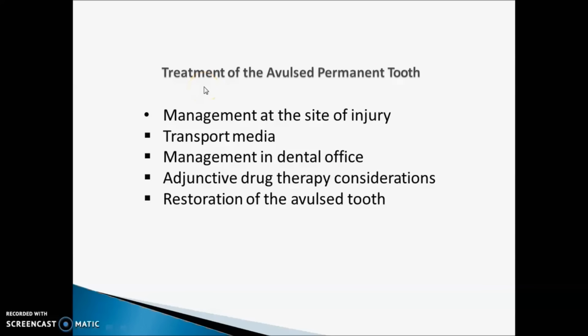Now what happens if there is avulsion? The tooth has completely come out of the socket, which is also known as exarticulation of the tooth. Then you have to focus on these 5 factors. That is management at the site of injury, taking care of the soft tissue, then immediately putting the tooth in a transport media, depending on the media available with you. Then you have to manage in the dental office: check the root status, the socket status, and how much time has elapsed. Along with that, you have to go for adjunctive drug therapy, that is, systemic antibiotics are required, and then the restoration of the avulsed tooth.